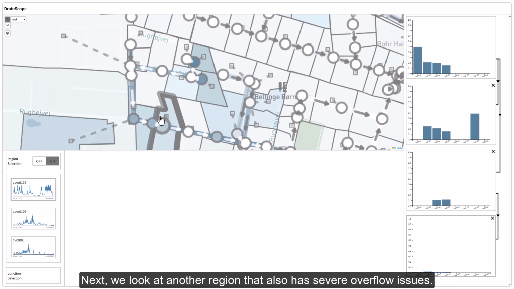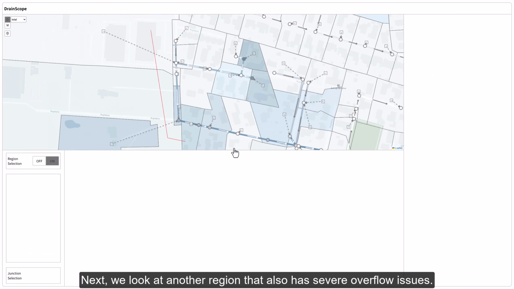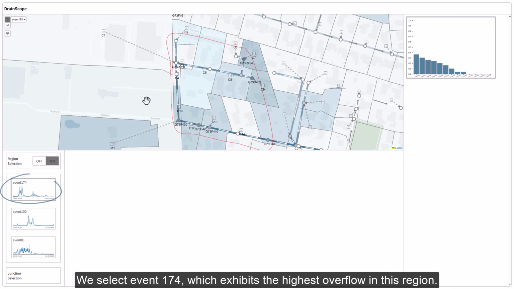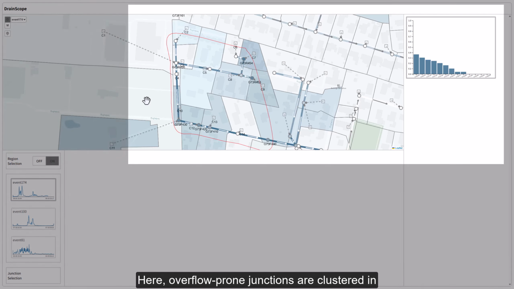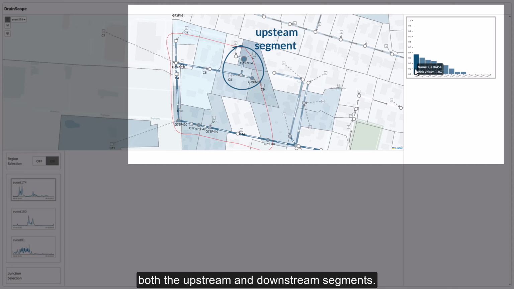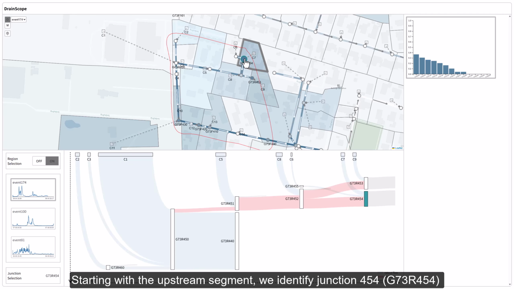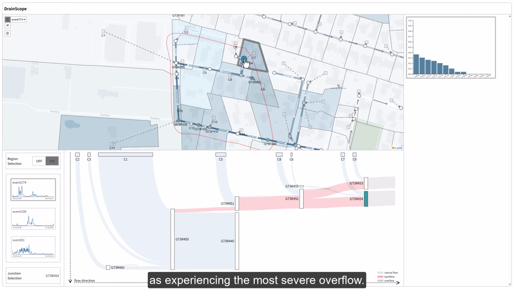Next, we look at another region that also has severe overflow issues. We select event 174, which exhibits the highest overflow in this region. Here, overflow-prone junctions are clustered in both the upstream and downstream segments. Starting with the upstream segment, we identify junction 454 as experiencing the most severe overflow.